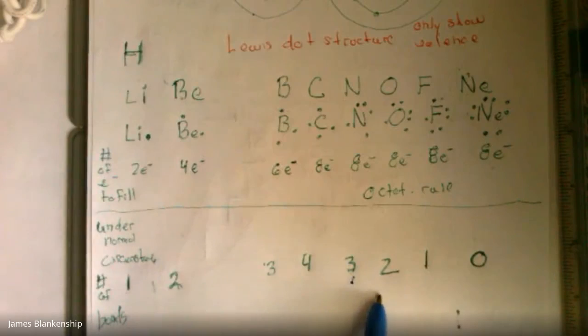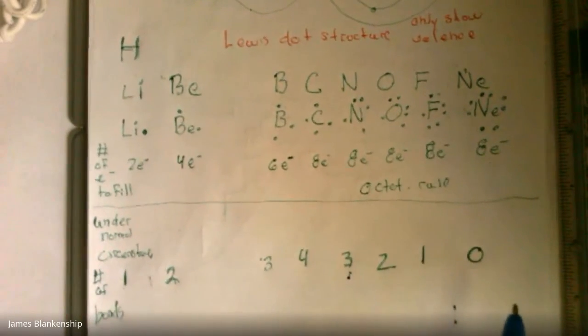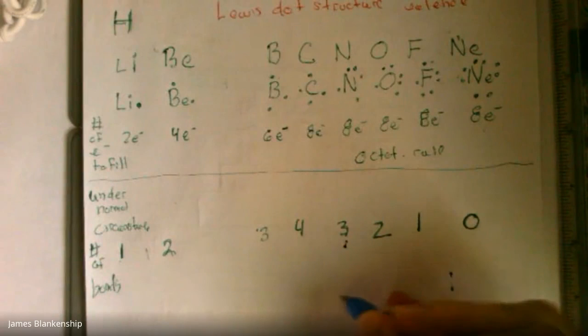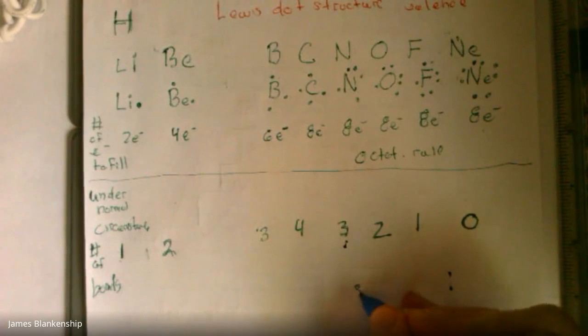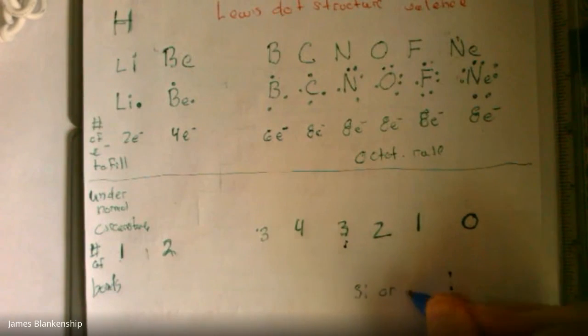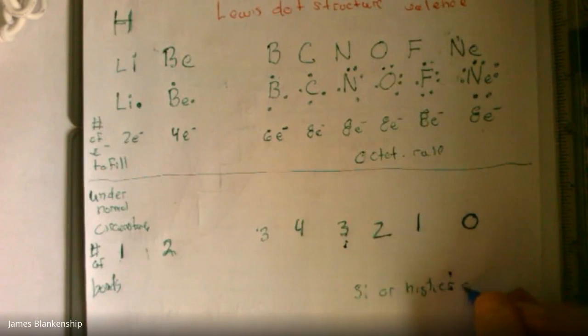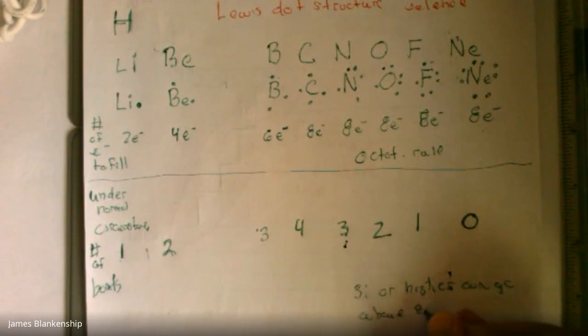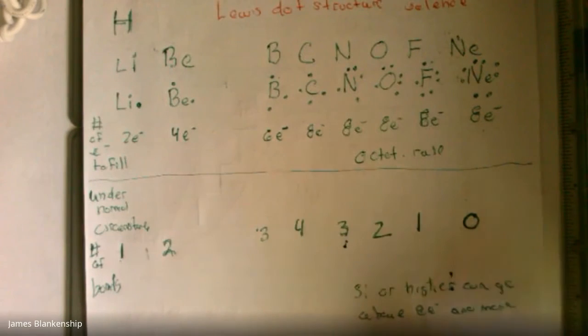There are some elements that can violate this pattern, but they do not usually happen until you get to silicon or higher. Silicon or higher can go above 8 electrons and more than 4 bonds.